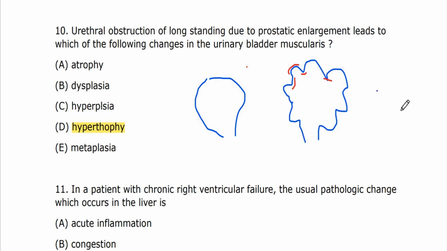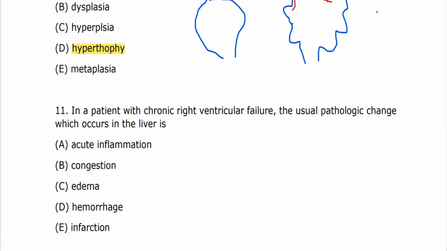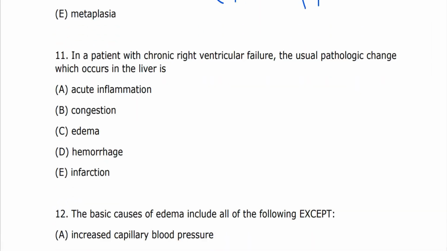So let's go. Question number 11. In a patient with chronic right ventricular failure, the usual pathological change which occurs in the liver is? Chronic right ventricular failure means that there will be impairment of venous return, and that means there will be backflow of blood to the liver, so you expect that the liver will be congested. This is what is referred to as Nutmeg Liver. So it is hepatic congestion. It's called congestive hepatopathy too. Yes, hepatic congestion due to right ventricular failure.